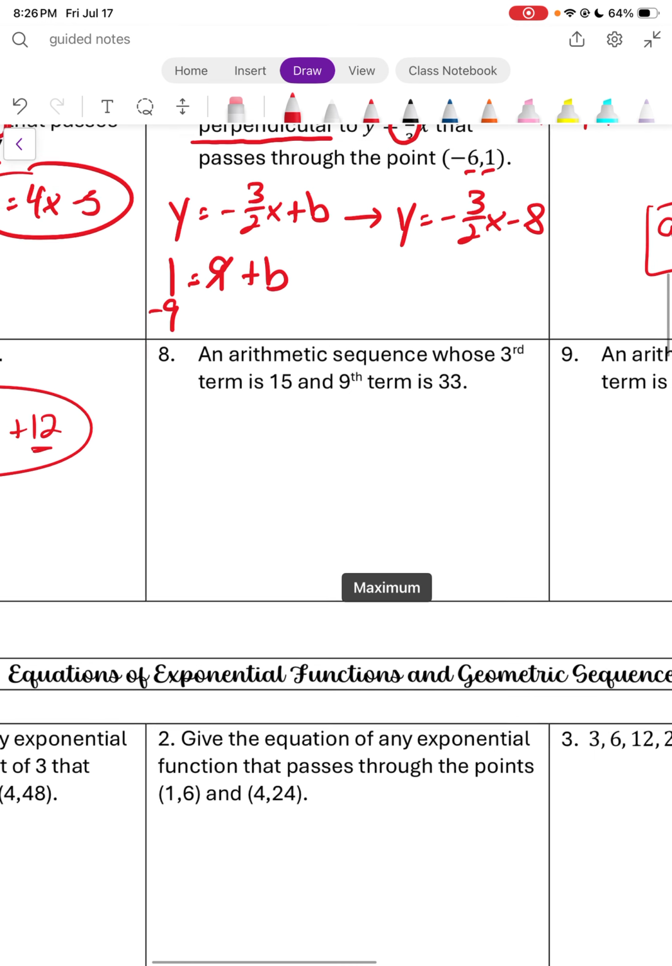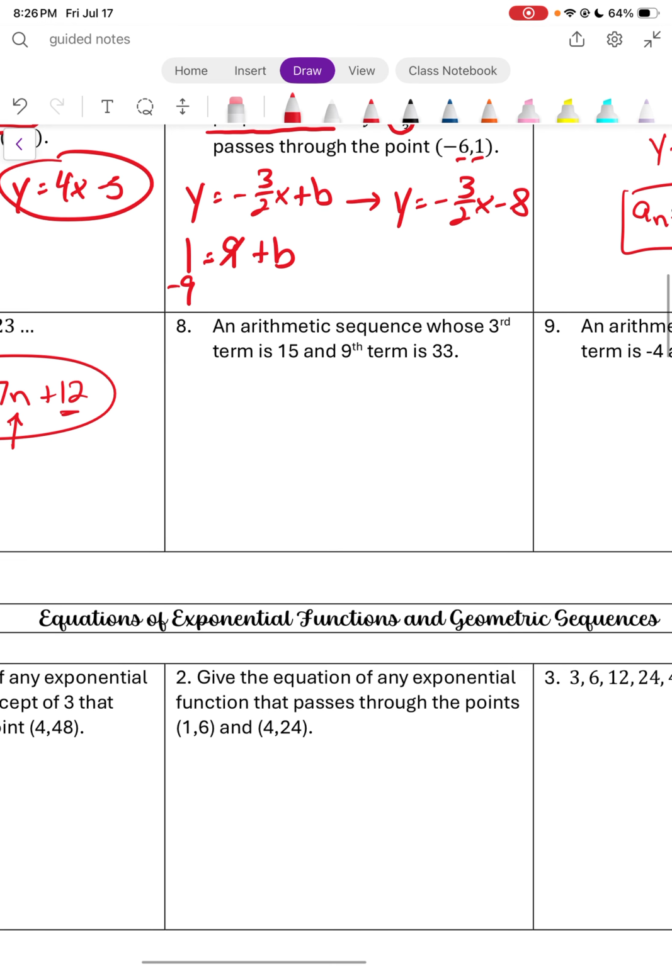Now, what if they give you, like here, an arithmetic sequence where the third term is 15 and the ninth term is 33? Hopefully that sounds kind of familiar. When you plug in 3, you're going to get 15. When you plug in 9, you're going to get 33. Guys, that gives you 2 points on that line is what that's doing. So you're going to look for that common difference.